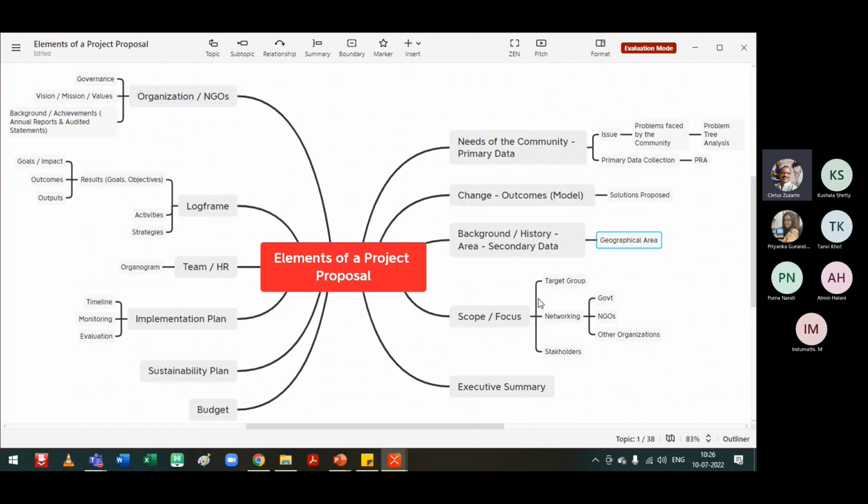Okay, then you will be looking at the target group. In the target group, you'll be looking at who is the group of people you are working for. Say, for example, you're working with farmers, or women or children, or tribals. With whom will you be working? How will you be networking? With which organizations? Networking as in, will you also be working with government departments, NGOs, other organizations, other stakeholders, like, for example, the police, or the powerful political parties, networking with them so that they can positively influence your project, not negatively influence your project.